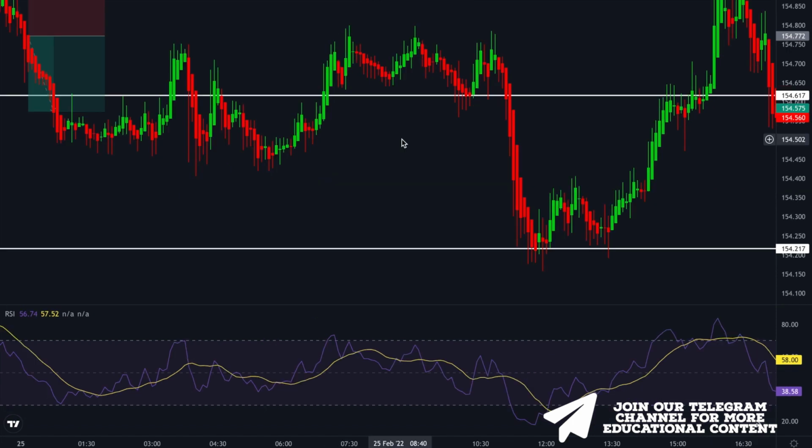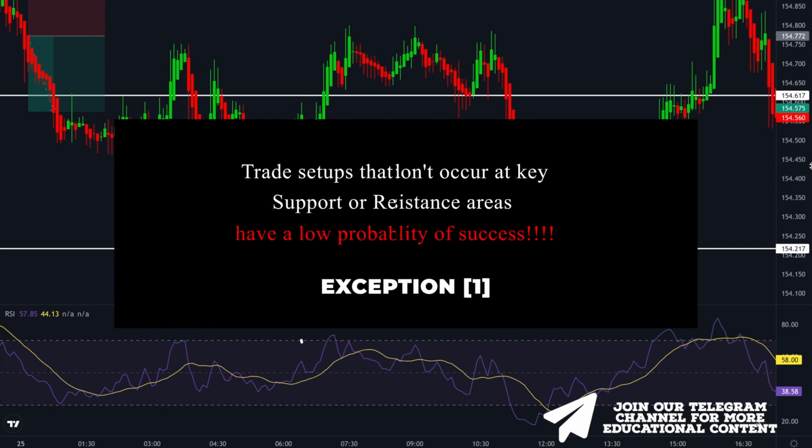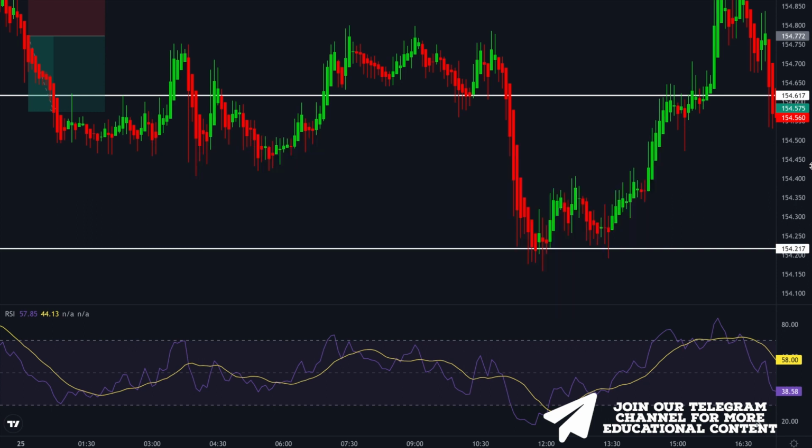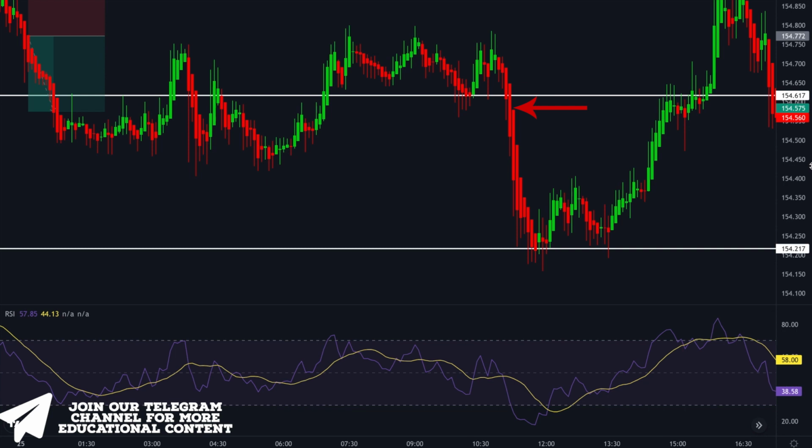So as you can see, the RSI is overbought right here, but this setup doesn't occur at a key resistance, which means that this trade has a very low probability for success. So at this point, we should skip this trade. However, even if you tried to enter, as you can see, only right here, during this drastic drop, we received a momentum gain confirmation through Heikin Ashi price action.